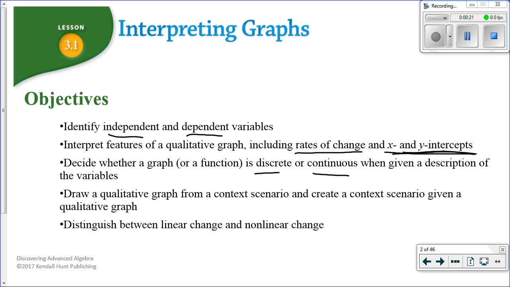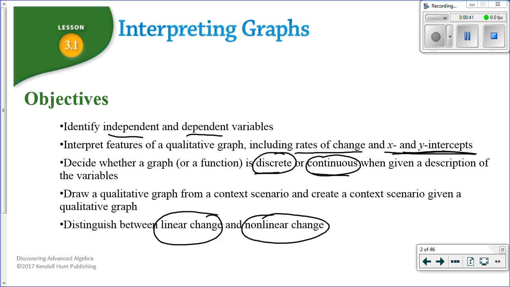Again, these are things you've seen many times. Decide whether that graph is discrete or continuous. This you might not be as familiar with. We'll talk about that. We're going to draw a qualitative graph from a context, and then given a graph, interpret the context of that. And then we're also going to distinguish between linear change and nonlinear change. These are things you might have seen a little bit in the past.